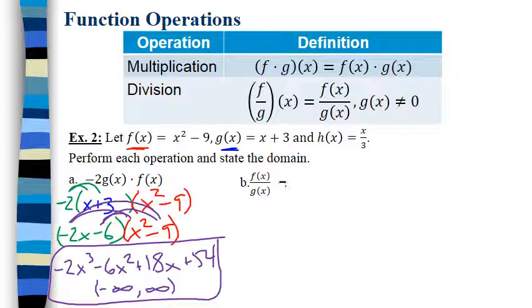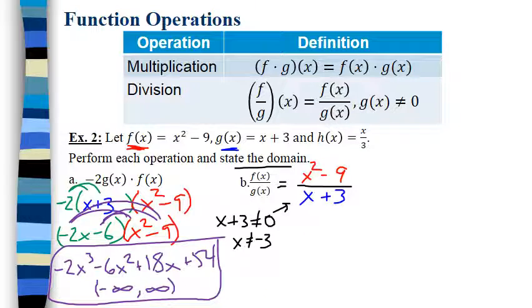Division is very similar, except for one big rule that we need to remember. So first, f of x, so we have x squared minus 9 divided by g of x, which is x plus 3. Now, if we remember, way back when we first learned about fractions, we learned that we can never have 0 in the denominator. So that means that whatever's in the denominator can't be equal to 0, which means in this case, x can't be equal to negative 3, ever. So when we talk about the domain, we cannot include negative 3 in the domain. So our domain is not going to be all real numbers.